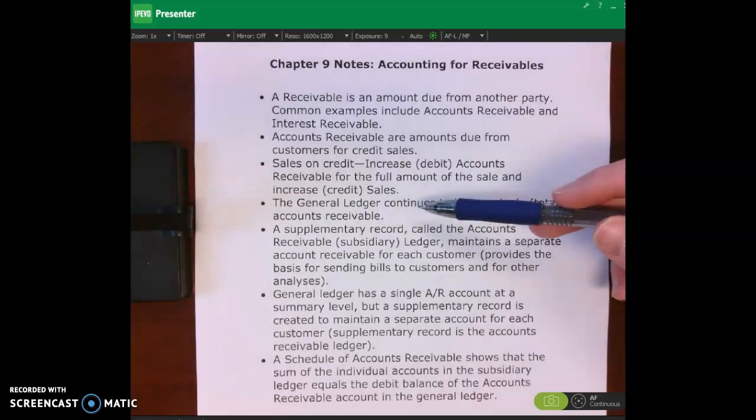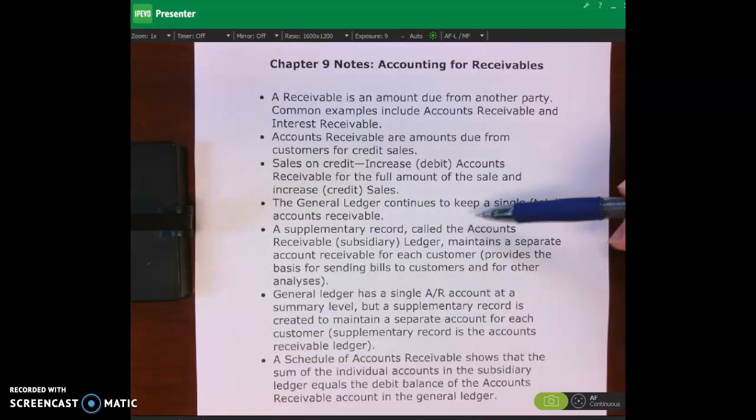Here's the thing, though. The general ledger keeps the total accounts receivable. It doesn't say, Joe Hart or Sally, whatever customer that we have, they owe us this much money. It doesn't say that in the general ledger, right? It just says this is the amount due from all of your customers. But we need to keep track of which specific customers owe us money. Otherwise, we can't go knocking on their door and say, you owe us money. We have to know that.